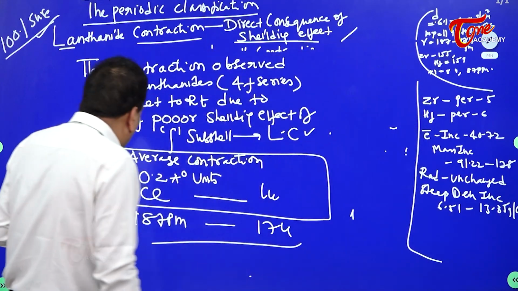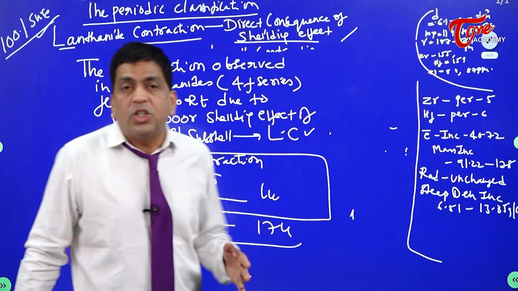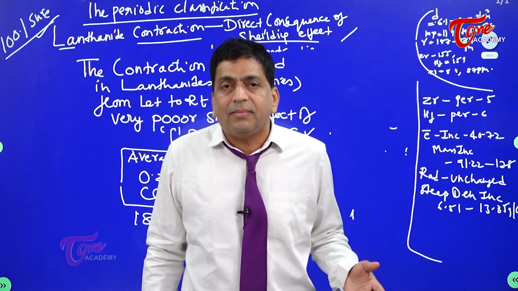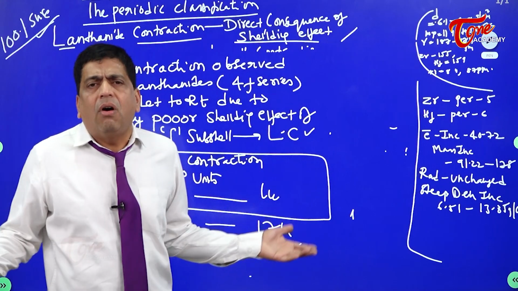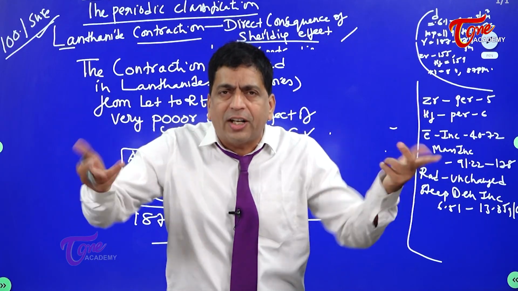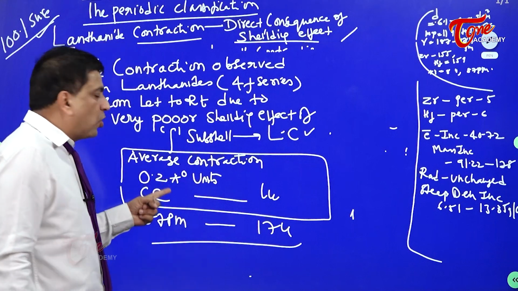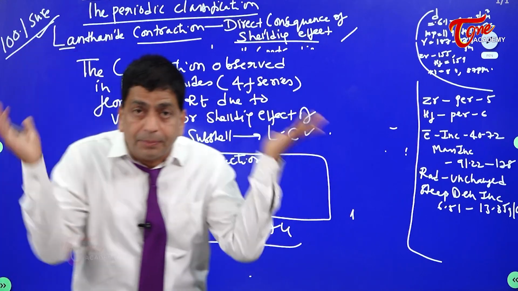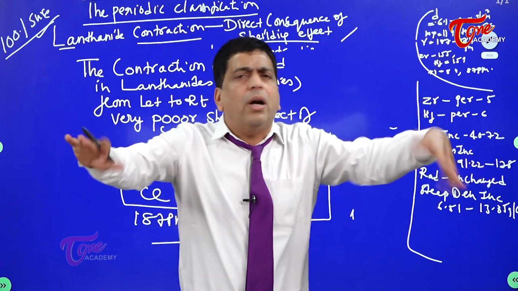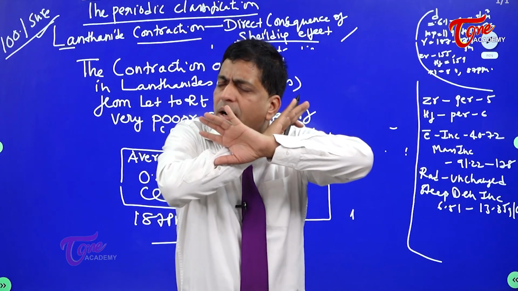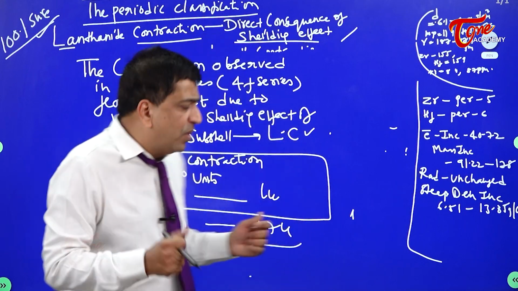You start from 187 picometers. Pico is 10 power minus 12. And you decrease to 174. And the average contraction noticed is around 0.2 angstrom units, which you wanted to have an idea. These values are not for discount. You cannot discount them. No, absolutely not. Must understand. Observe carefully then.